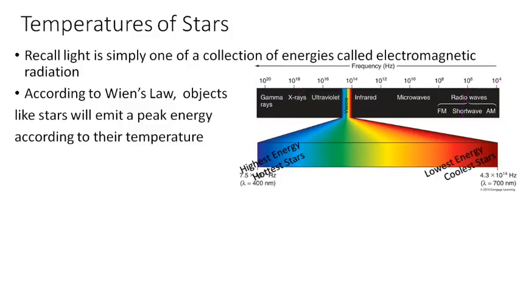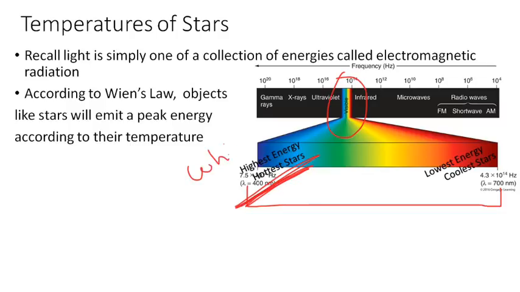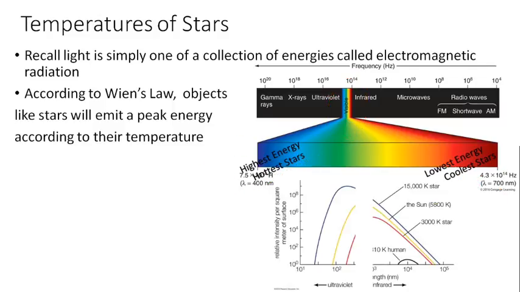Now notice that this figure has made the visible light bigger. With regard to visible light, and it's not entirely that simple, but your blue or white stars are your hottest stars, and your red stars are your coolest stars. There you go.